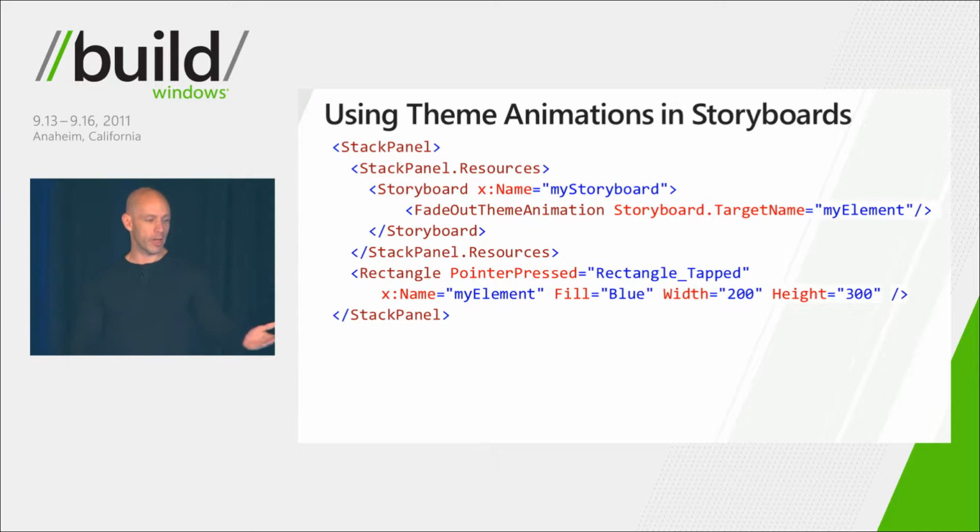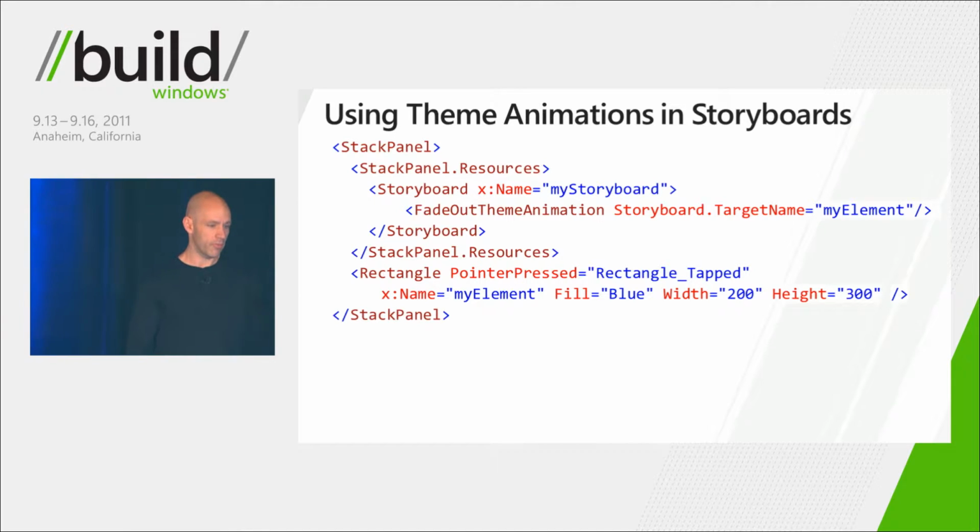I've got a storyboard here, and instead of creating a fade-out animation by hand, which I could have done in previous technologies, where I'd have to say I wanted to fade out, so I've got to do some kind of opacity, maybe an easing, do the duration for like 0.4 seconds. Oh, that wasn't good. I'll do 0.3, change it around. Now I'm going to say, add a fade-out theme animation, and I set the target name to the element that I want this to apply to. Very, very easy to do.